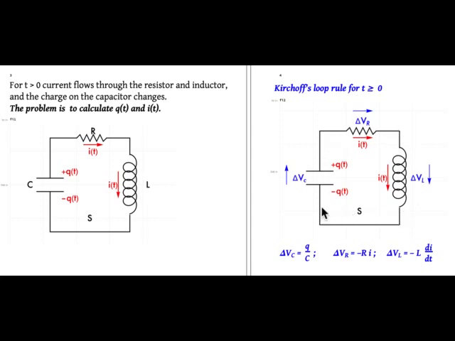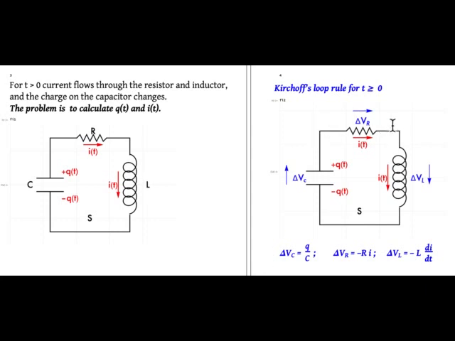So the change in the capacitor potential is delta V sub C. And the capacitor charge is Q, plus Q and minus Q. So the change in the potential across the capacitor is Q divided by C. That's the definition of capacitance.